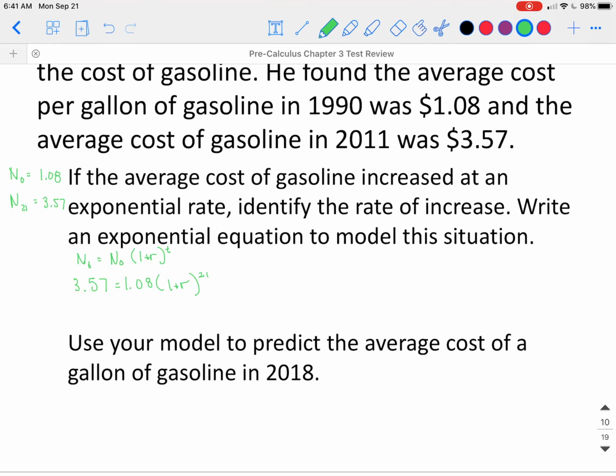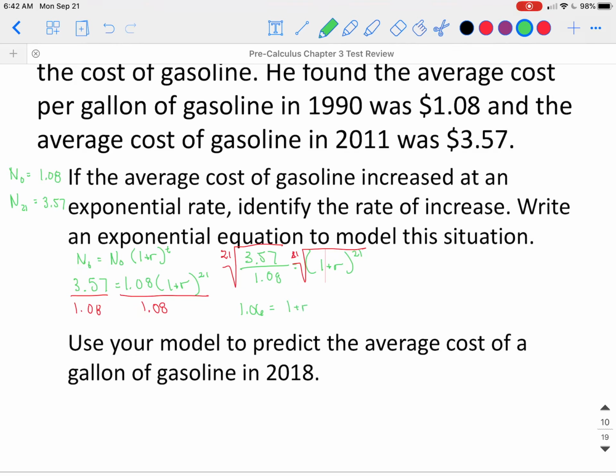Now we want to get that r value by itself. So the first thing we can do is divide both sides by 1.80. I'm going to go ahead and leave that in the fraction form right now so that we don't round. Now the next thing we need to do is to get rid of that 21st power. So we would take the 21st root of both sides.